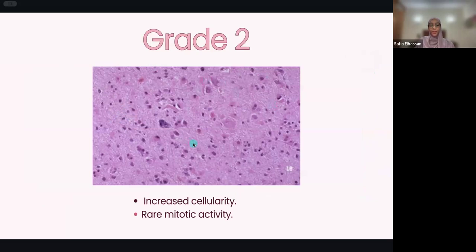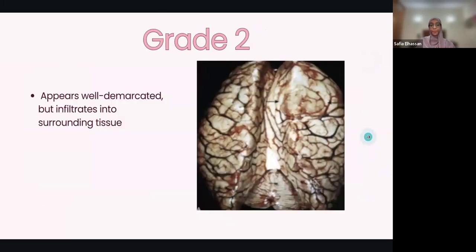Okay, and this is grade 2. Grade 2, as compared to the rest of the white matter in the brain, has increased cellularity and increased cell density. However, mitotic activity is rare. That is a feature that you would most likely see in grades 3 and 4. So this is what grade 2 looks like. When you look at it here, it may appear that it's well demarcated, that you can map out the borders of the tumor, but it actually infiltrates into the surrounding tissue, and that's why it's a diffuse tumor.